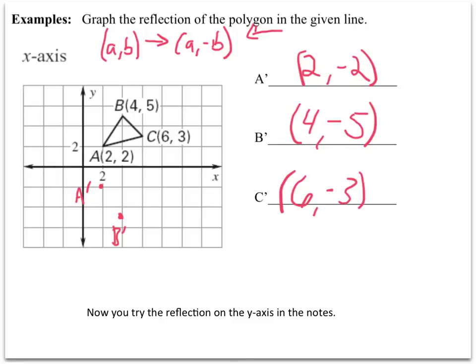So (6, negative 3), plotting that on our graph right here, and we can connect that triangle, which is now the image of our pre-image, ABC. So the image again is A prime, B prime, C prime. Make sure that you're always labeling. Using similar methods and the translation described for reflection about the y-axis, I want you to try the next example on your own in your notes.